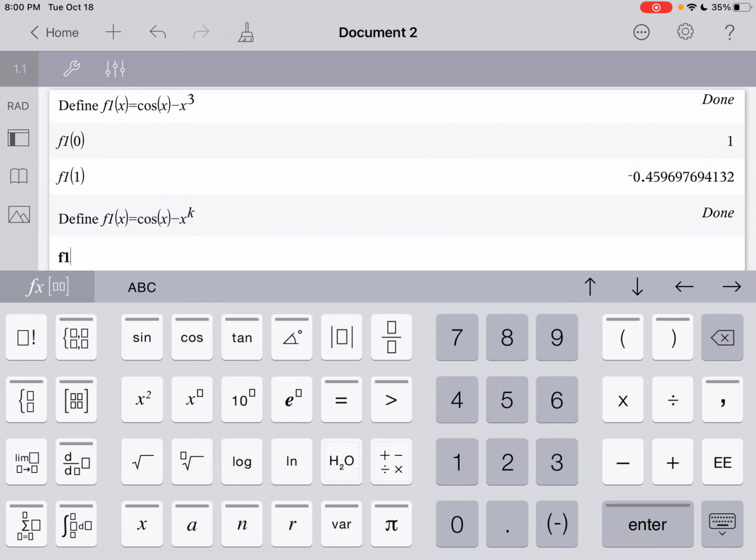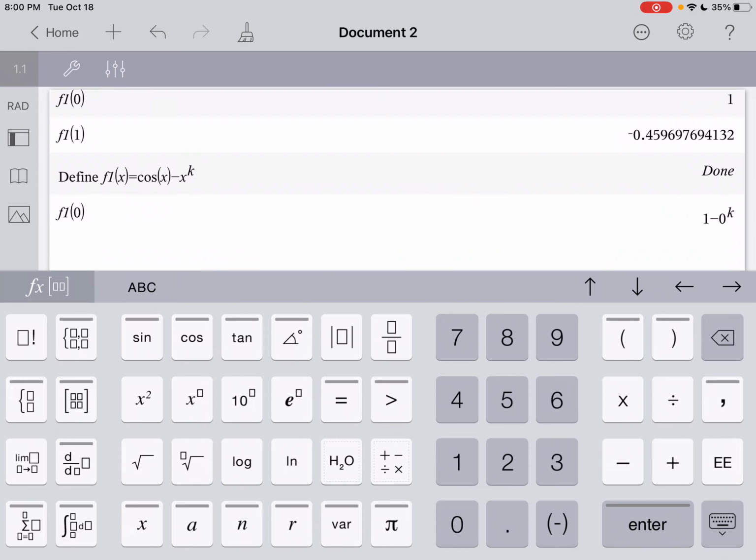If I put in f1 of 0, I think that we are still going to get the same 1 that we got before. 1 minus 0 to the k power. So what's the calculator doing? I think your calculator is saying it doesn't know what k is. We would have to reason then that since k is a positive integer, 0 to that power is 0, and that answer is just 1.